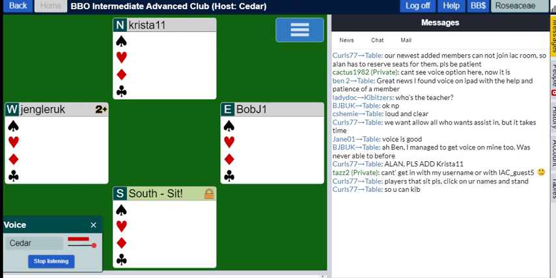So let's begin. I have to begin by giving you some terminology so we can discuss things. First of all, what is a threat, sometimes called a menace? A threat is a card that can only be beaten by one of your opponents, but not both of your opponents. Just one of them can beat that card.